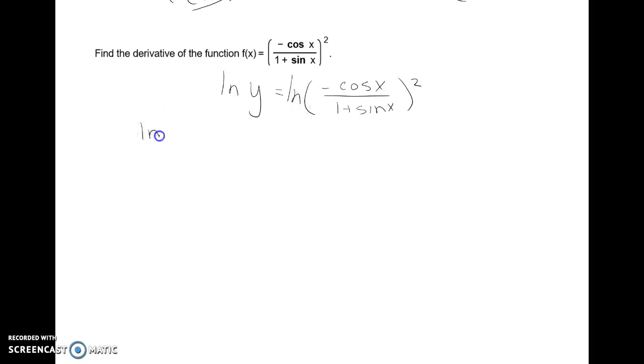So natural log of y, we'd bring the 2 down in front, and then we'd be subtracting these, and we'd have to distribute the 2, so the 2 would go with each factor. So we'd have 2 natural log of negative cosine of x minus 2 natural log of 1 plus sine of x. So on the left-hand side, we get 1 over y dy dx.